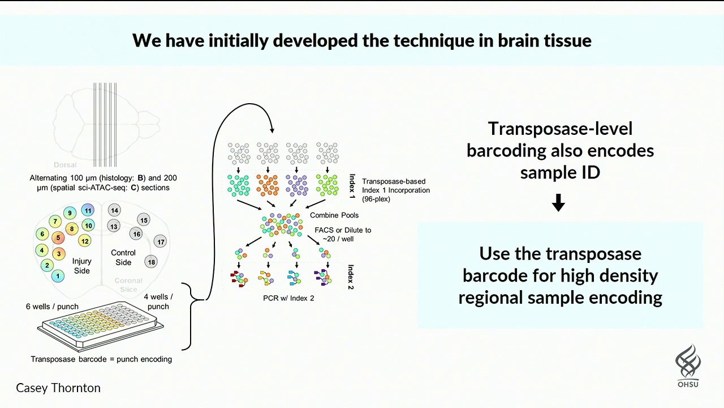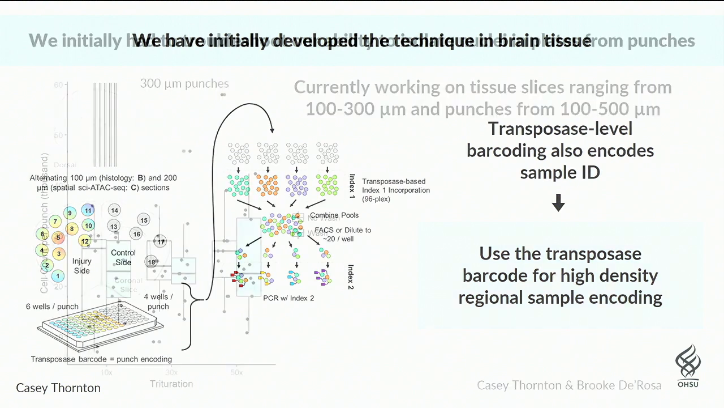And what's nice about our combinatorial indexing assay is we can then use our transposase barcodes to actually track what punch each of these cells came from. So we actually use that as sample encoding, where it's a really great strategy for multiplexing lots of different samples, which is what we have here.